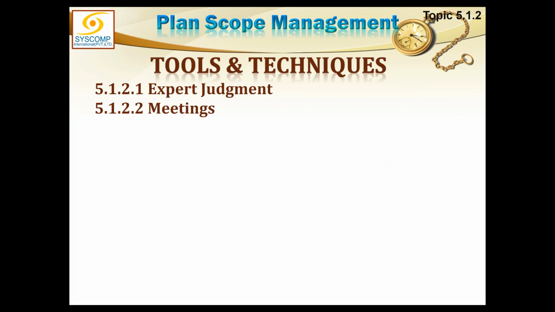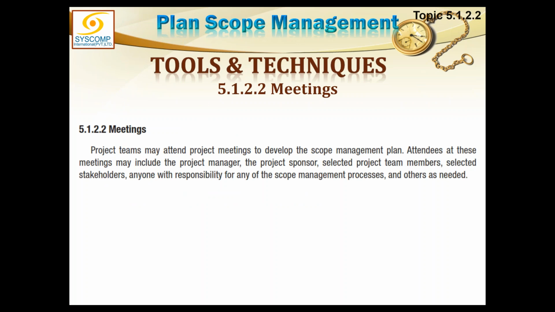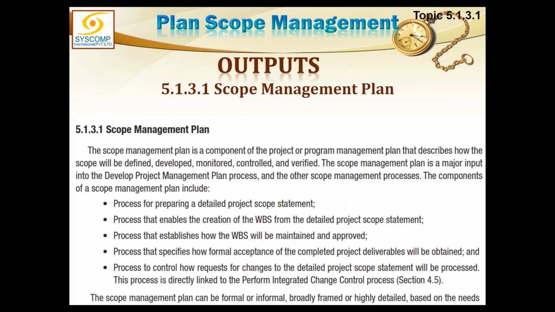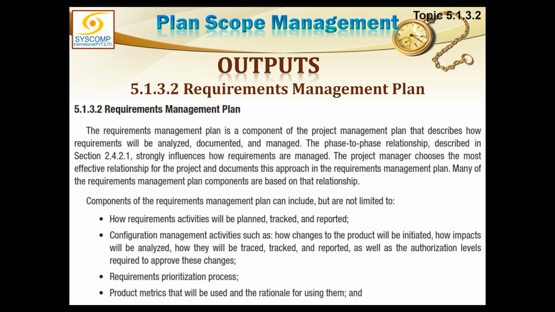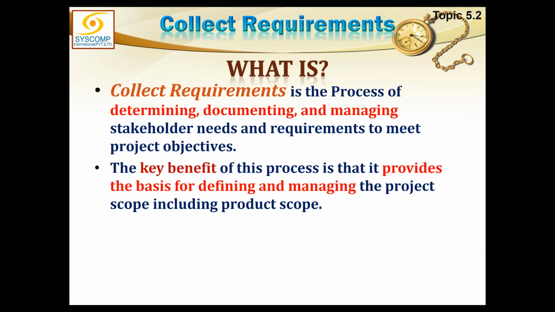We have already discussed expert judgment and meeting quite in detail, but if you want to read the brief descriptions, they are written here and in the book also. And outputs, as we have already discussed, and I've shown you these slides earlier, what are the contents of that. The scope management plan is defined here and requirement management plan is defined here. And then we move on to the next process, which is collect requirements.